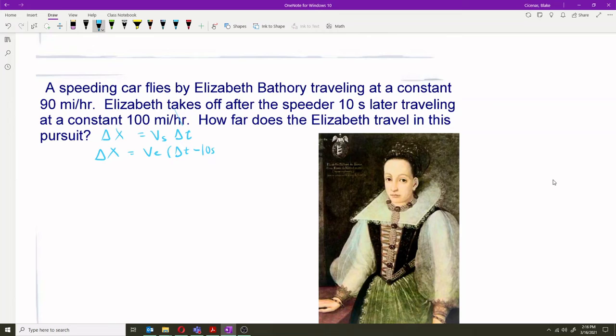It'll be whatever velocity Elizabeth was traveling, times delta t, but she took 10 seconds less to travel because she started 10 seconds later. So she's going to spend 10 seconds less on the road, so I'll put minus 10 seconds. Well, you know at this point that we can't have it in seconds, so let's convert that to hours. And that'll be 2.78 e negative 3 hours. Sorry, yeah, hours.